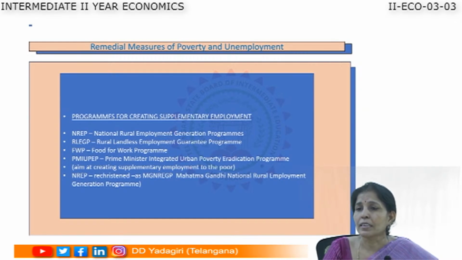The next one is NREP, which is now considered as MGNREGP, that is Mahatma Gandhi National Rural Employment Guarantee Program.